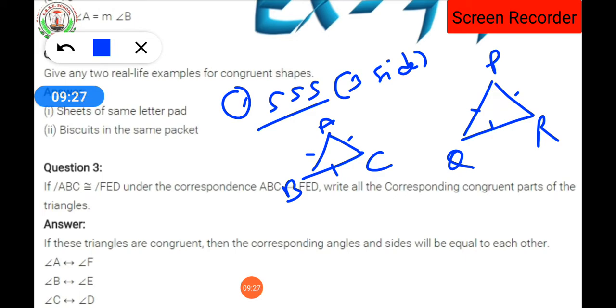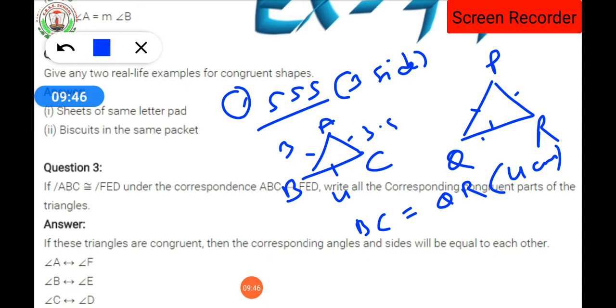Like suppose we are having AB as 3 cm, AC as 3.5 cm, BC as 4 cm. So here as we know that BC will be equal to QR because it's a baseline as well as its measurement is 4 cm. So here it is 4 cm, this one is 3.5 cm, this one is 3 cm.